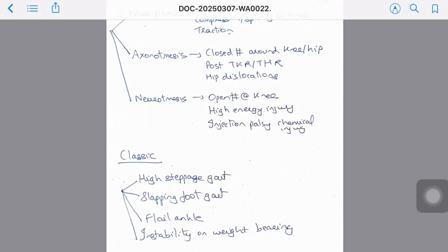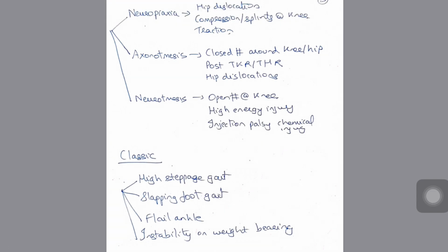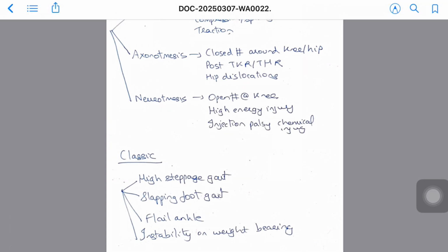Now, what are the three possible types of injuries? The three possible types of injuries are neuropraxia, axonotmesis, and neurotmesis. Neuropraxia usually occurs in hip dislocation, in tight compression and splints at the knee, and in traction, while applying traction. Axonotmesis usually occurs in closed fracture around the knee, hip, post TKR, THR, and in hip dislocations. And neurotmesis usually occurs in open fractures around the knee, high energy injury, and injection palsy causing chemical neurotmesis.